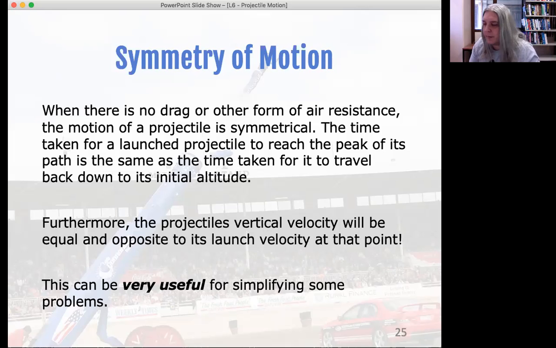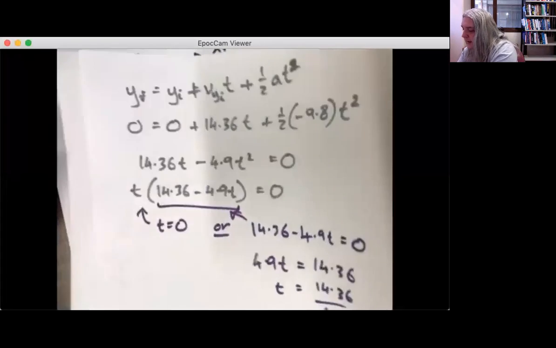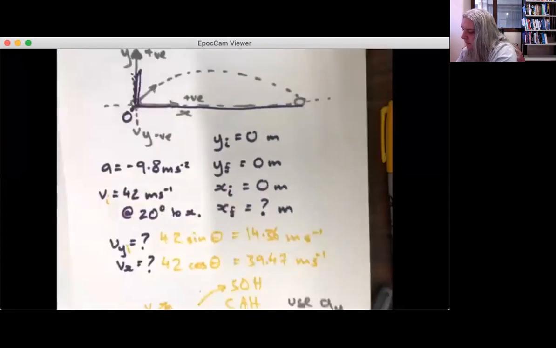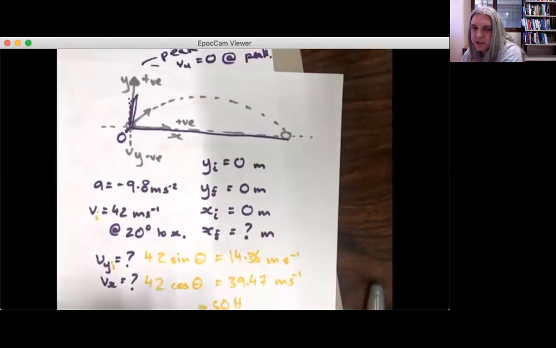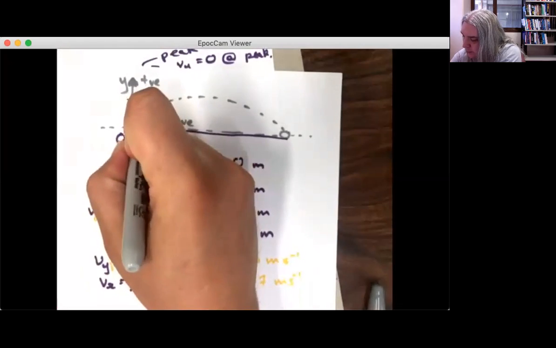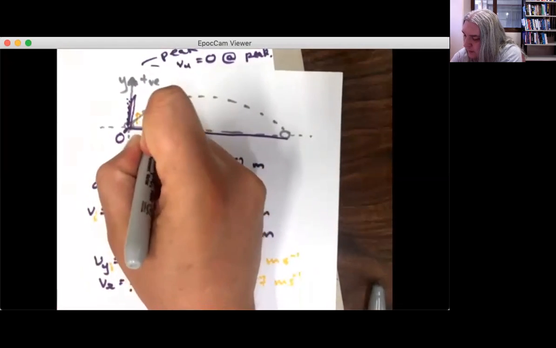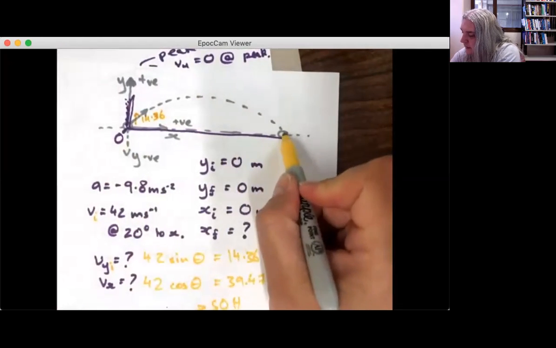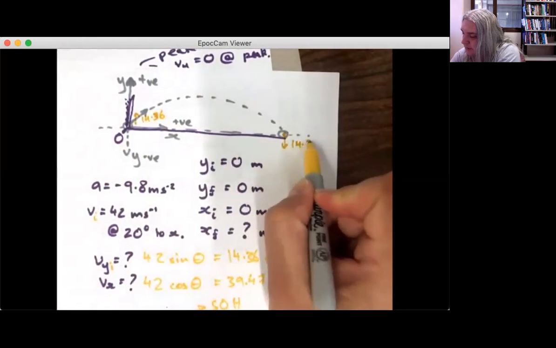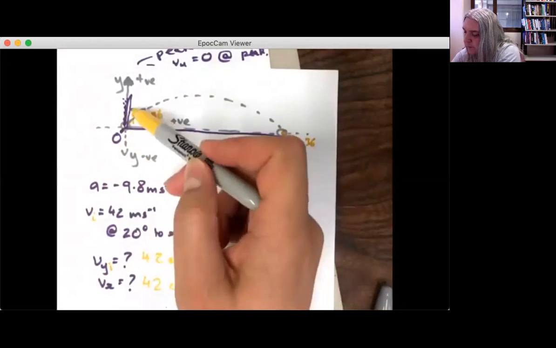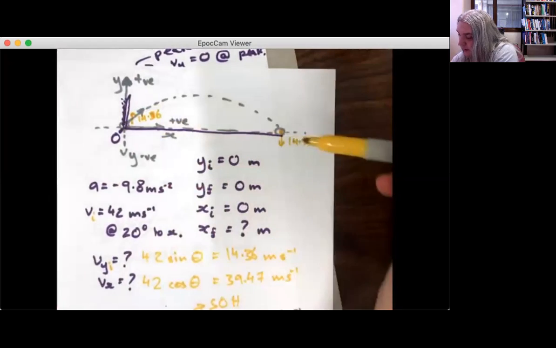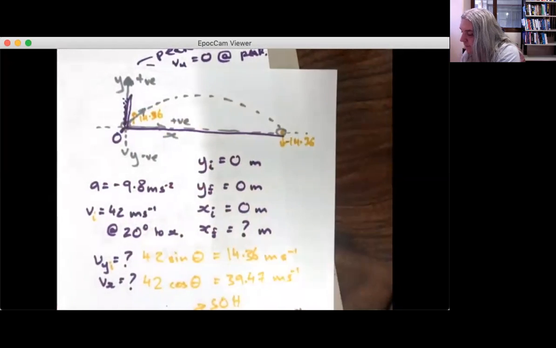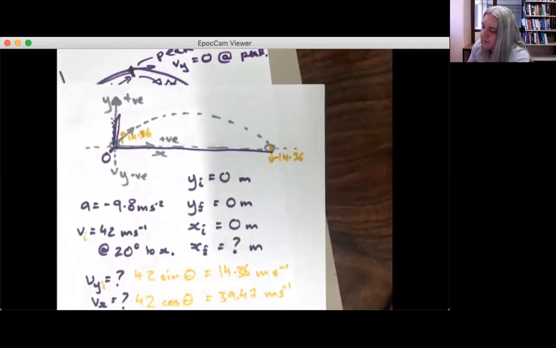So let's go back to our baseball. We had our initial velocity as being 14.36 in the y direction. So that means at the start here we had 14.36 upwards. And what that means is that at the end, it's going to be 14.36 downwards. That vertical velocity just changes by sign. So I should put a negative in there, negative 14.36 according to our frame of reference.